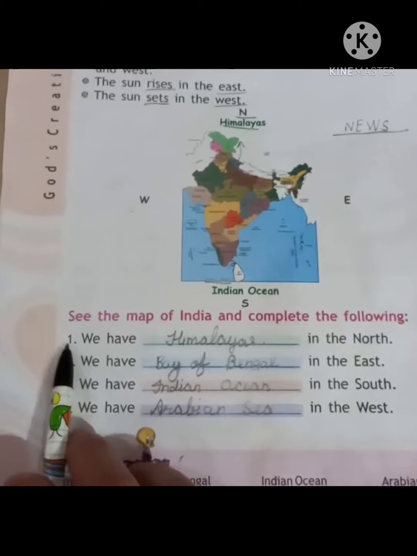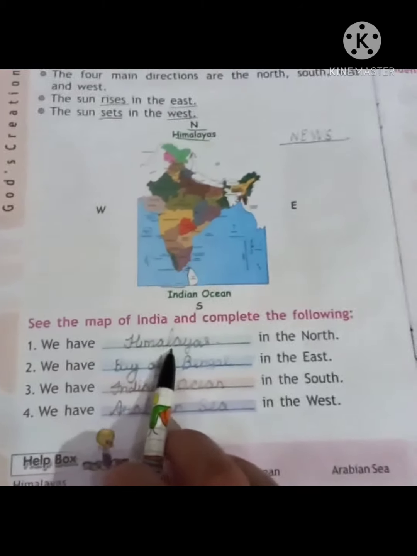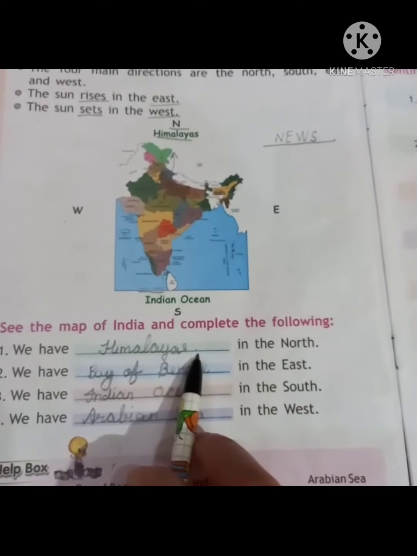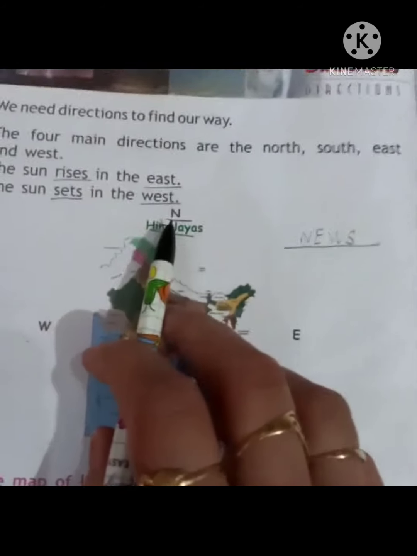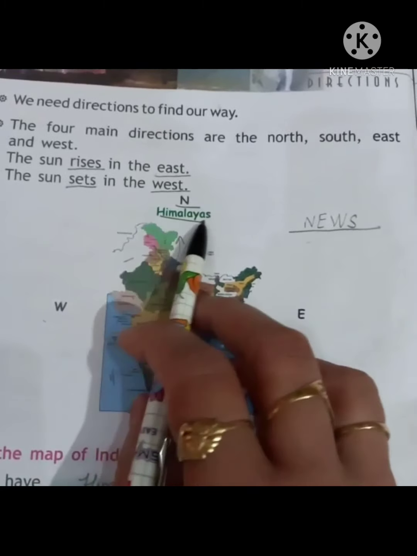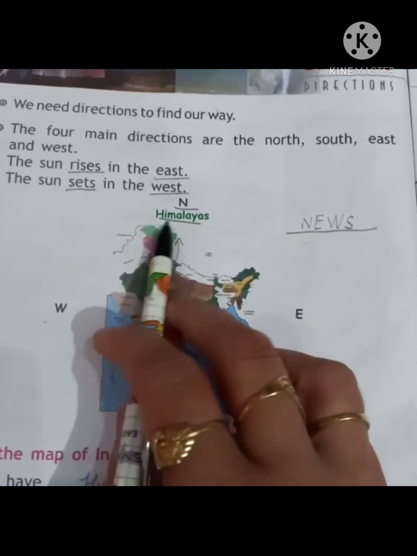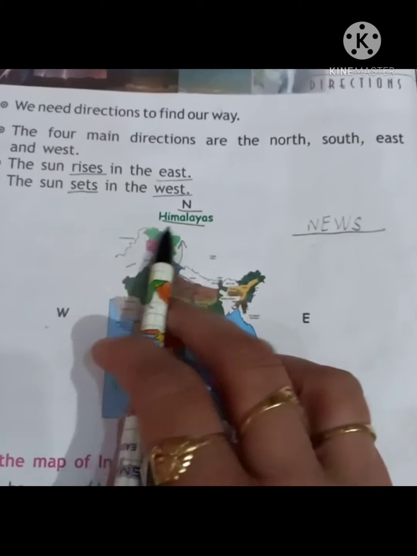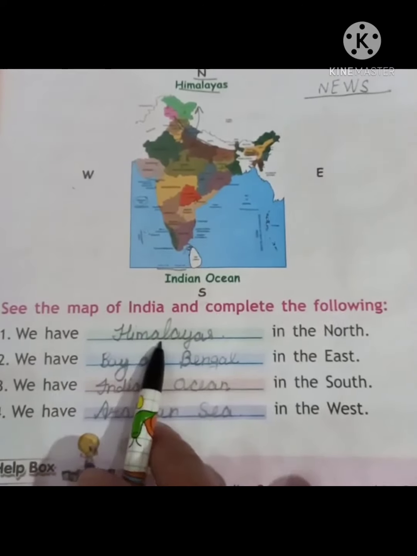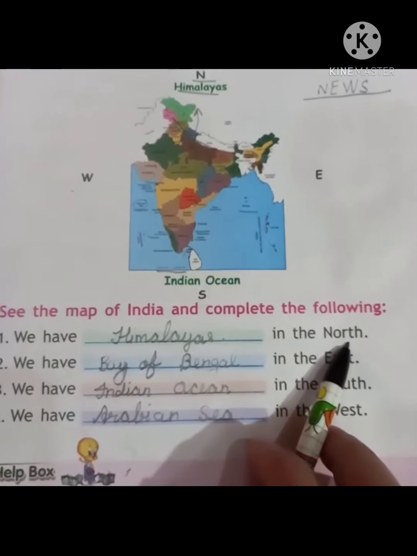Point number 1 is we have dash in the north. North में what we see, my dear students? We see N for north. And what is writing here? What we have seen here? There it is written Himalayas. So we will write here Himalayas. We have Himalayas in the north.